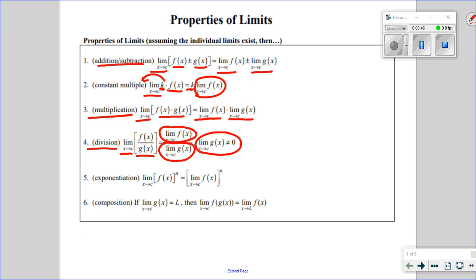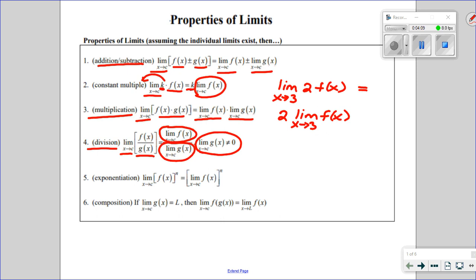So just to give you an example here, let's say you were evaluating the limit as x approaches 3 of 2 times f of x. You could just move the 2 in front of the limit. So this would be equal to 2 times the limit as x approaches 3 of f of x.